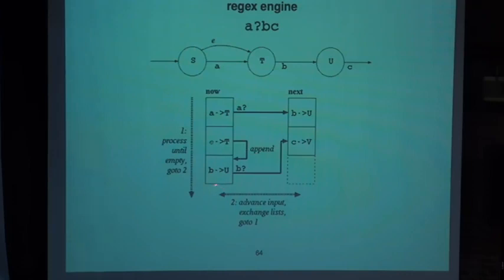When this list becomes empty, we swap the two lists. We now have an empty list over here, and we have our next stage here. We consume our input token, rinse and repeat. And this is an incredibly efficient way of implementing regular expressions.